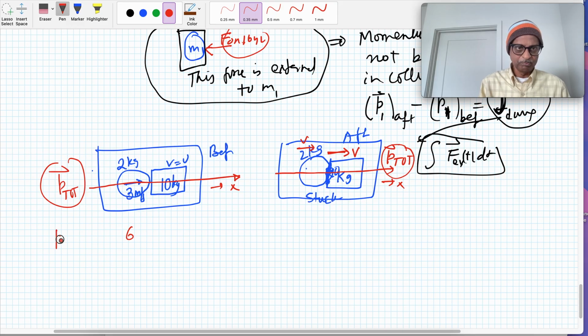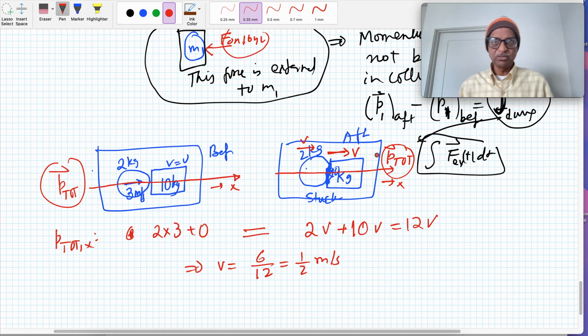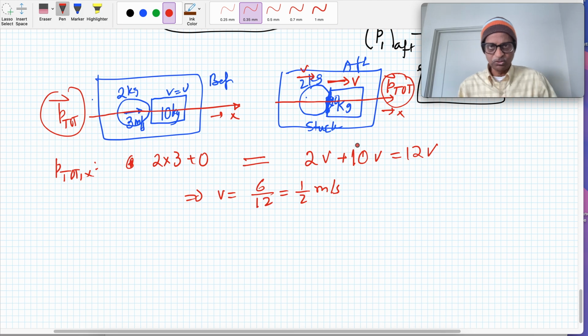So P total x, just looking at that, this is 6: 2 times 3 is 6, 2 times 3 plus 0. And this one is going to be 2 times v plus 10 times v, which is 12v. Now these will be equal to each other, so v will be just 6 over 12, equal to half a meter per second. So thus you can figure out the v in this situation.